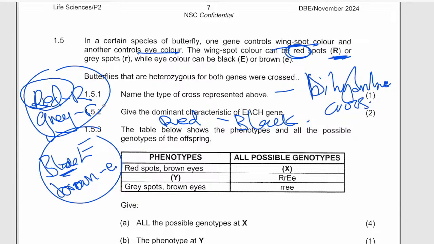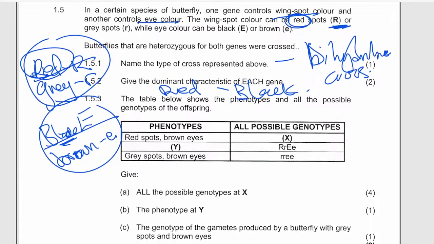Red is the color of what? Color of the spots, and then black is the color of the eyes. Yeah, red, and then black. We continue. We go to the next question.